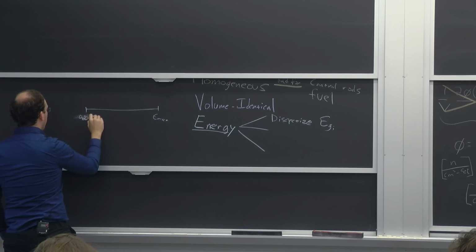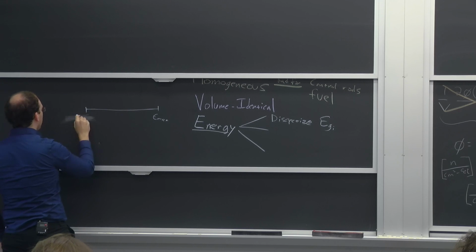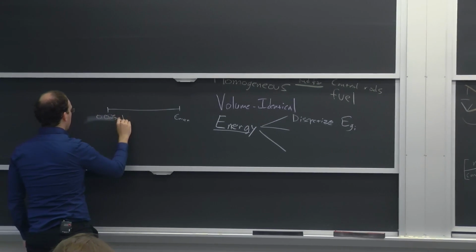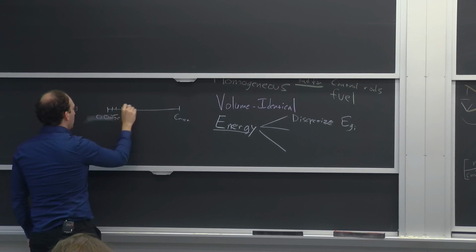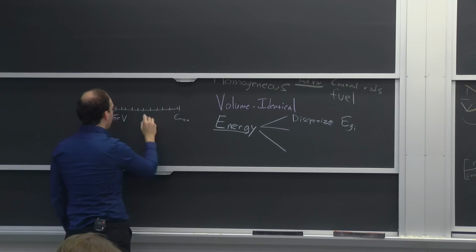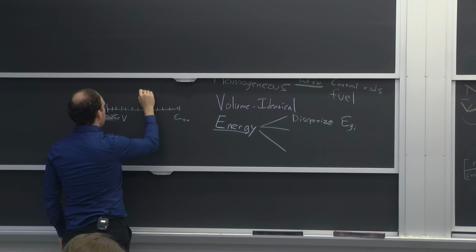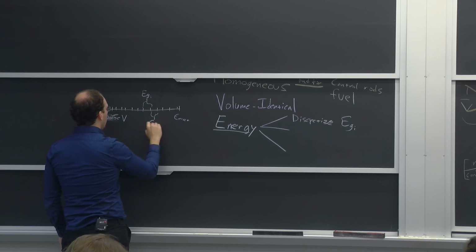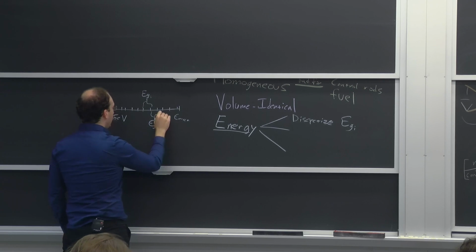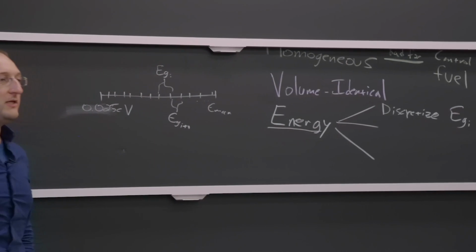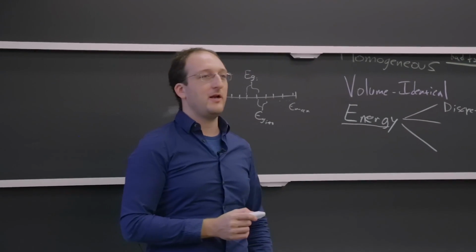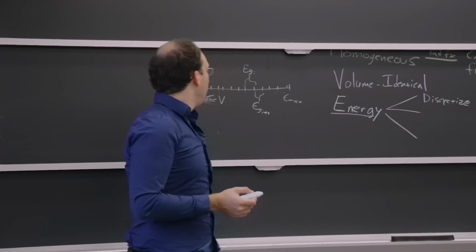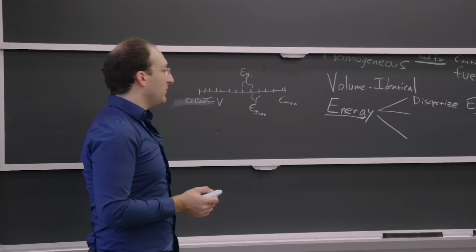OK, let's do this clearly with thick chalk. There we go. You can then discretize into some little energy group. Let's say that's E_g, I. That's E_g, I plus 1. And so on and so on. And depending on the type of reactor that you're looking at and the energy resolution that you need, you choose the number of energy groups accordingly.